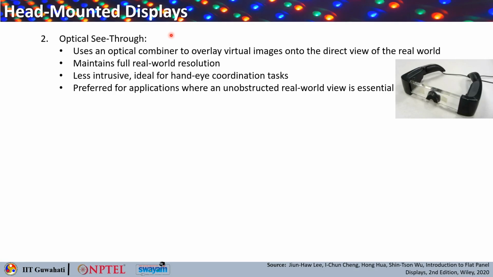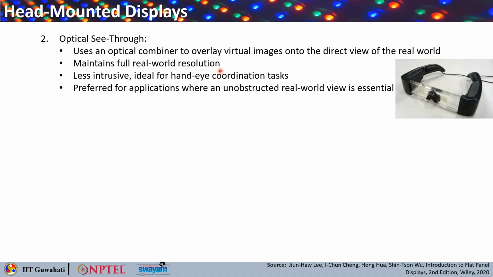The other one is called optical see-through, right. This is what I was talking about, that you can directly see. Here it uses an optical combiner to overlay the virtual images onto the direct view of the real world. In this case you are not dependent on the camera resolution or latency, you can directly see it. So, it maintains the full real world resolution. There is no compromise on resolution. It is less intrusive and it is ideal for hand-eye coordination tasks, because you are seeing the real world directly. So, it is preferred for applications where an unobstructed real world view is essential.